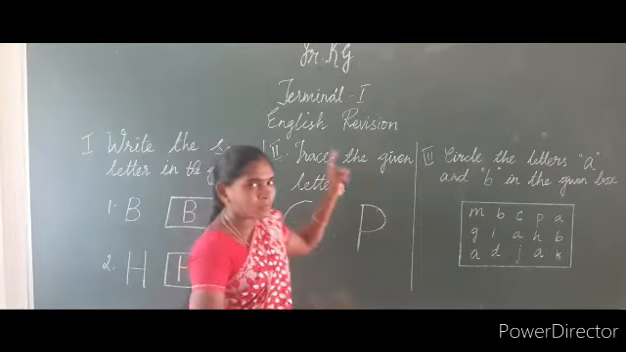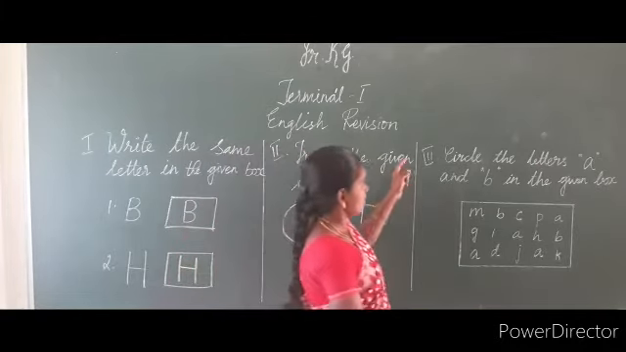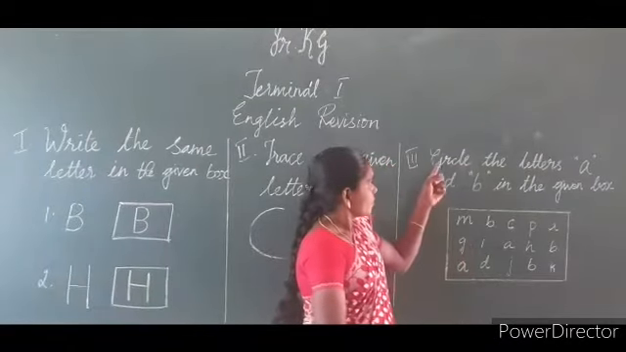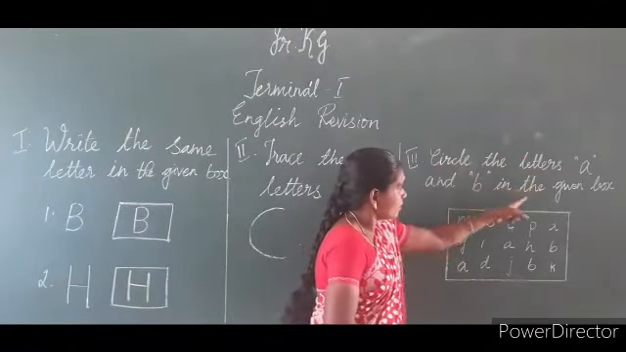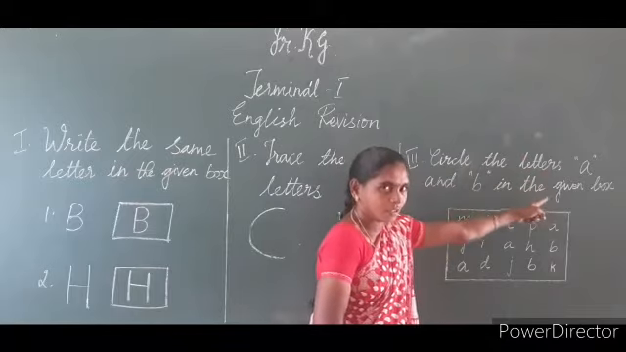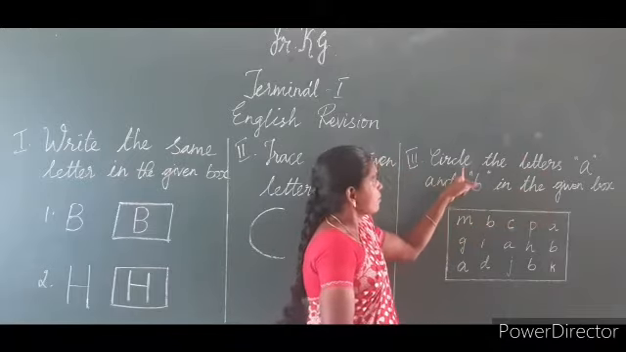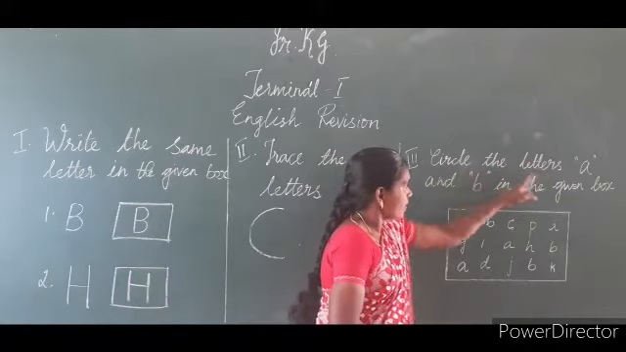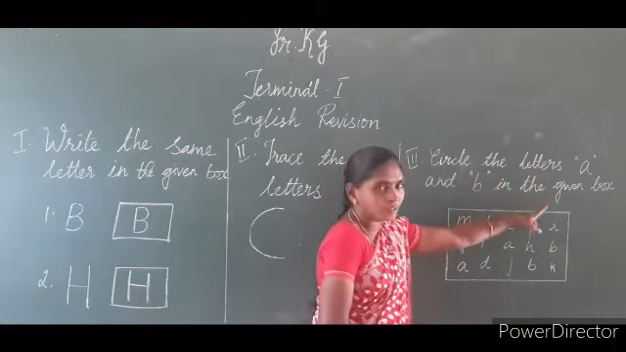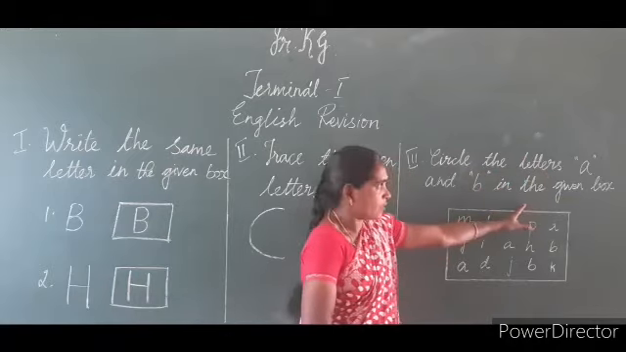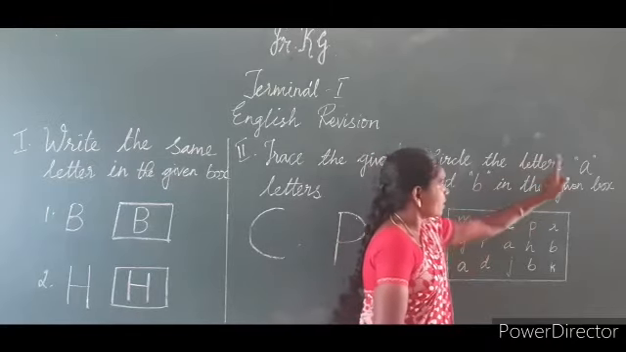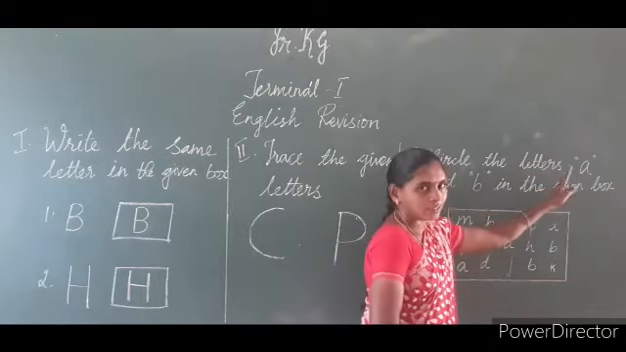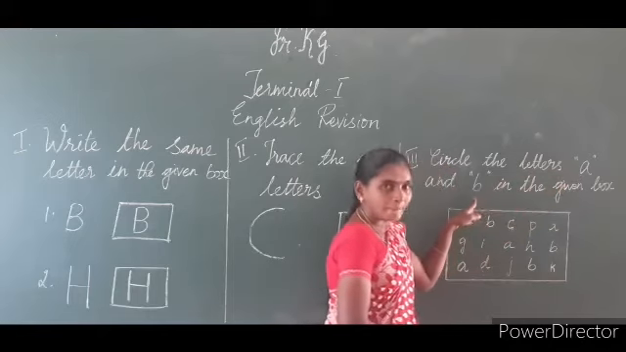Shall we move on to the next pattern? So what's the next one? Circle the letters A and B in the given box. Let me read once again. Circle the letters A and B in the given box. Children, what you have to do? Can you see the letters here? What are these letters? This is A and this is B.